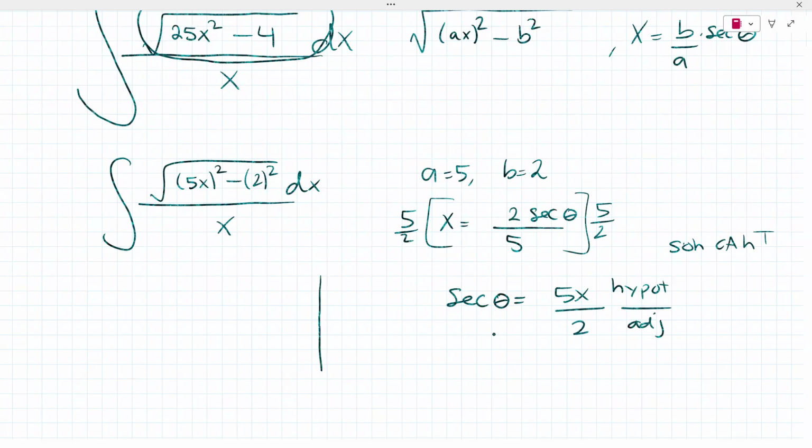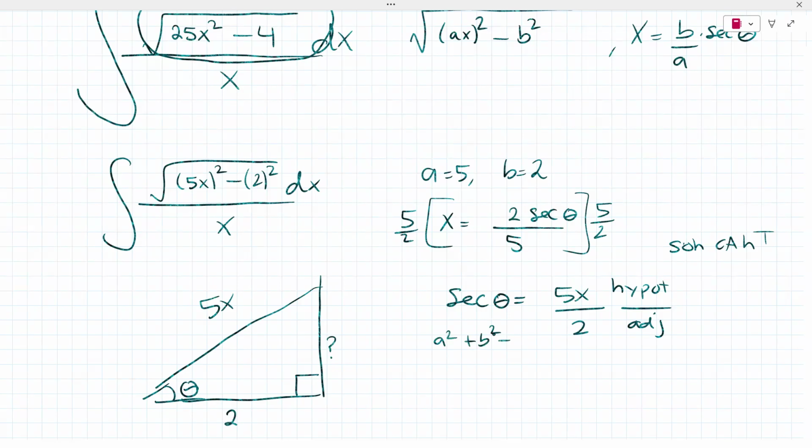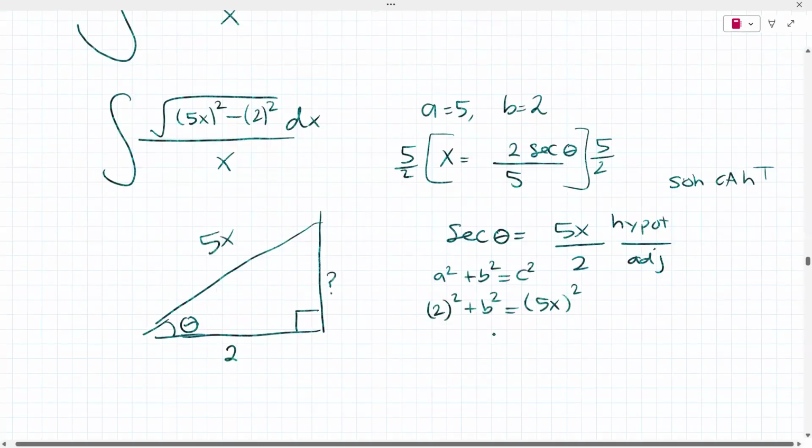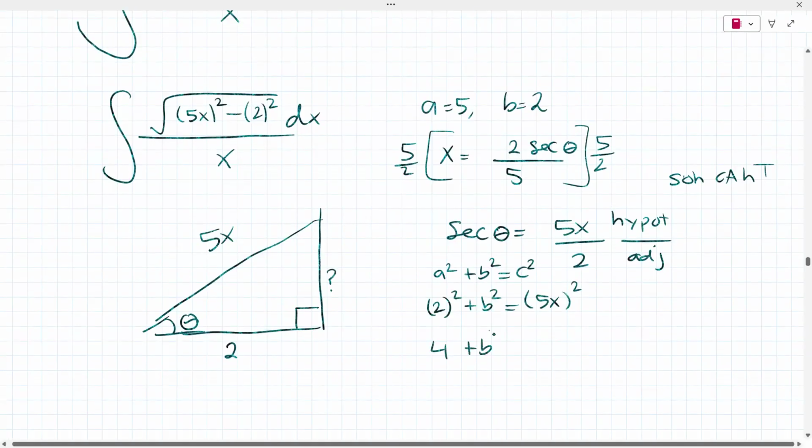So if you draw your triangle, your theta is here, so secant is the hypotenuse. So the hypotenuse is 5x, and then the adjacent is 2. Got to find this missing leg by using the Pythagorean theorem. So one leg is 2. I don't know my other leg. My hypotenuse is 5x. So 2 squared is 4 plus b squared.